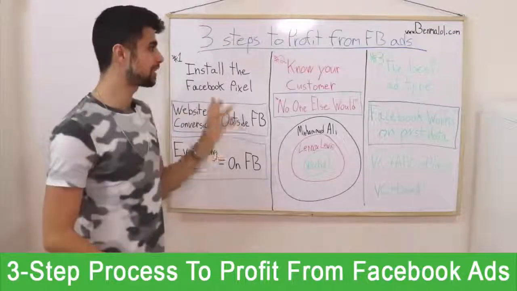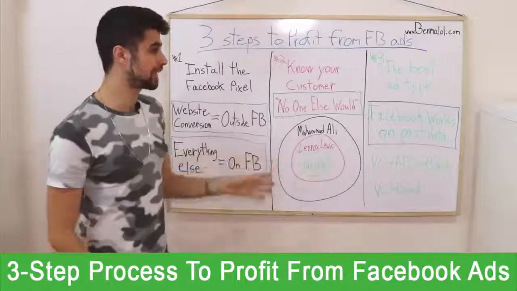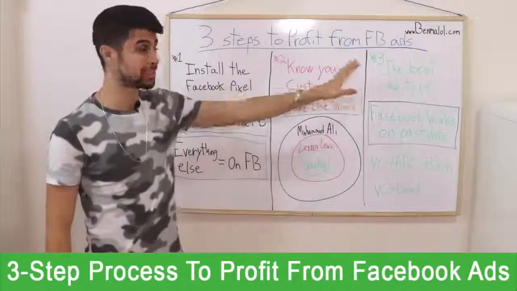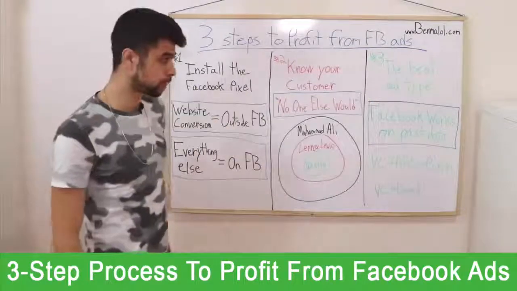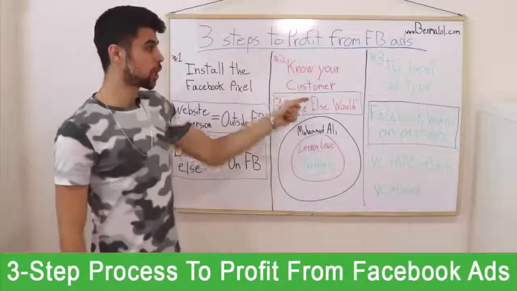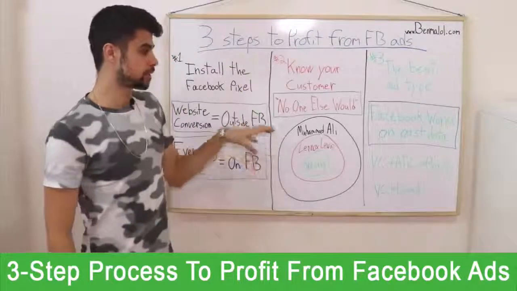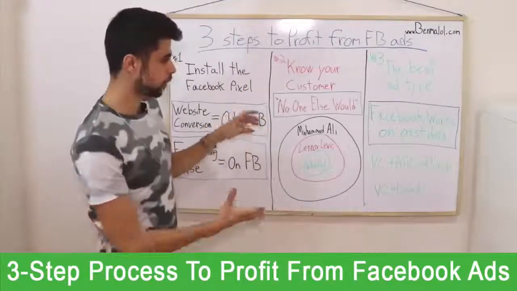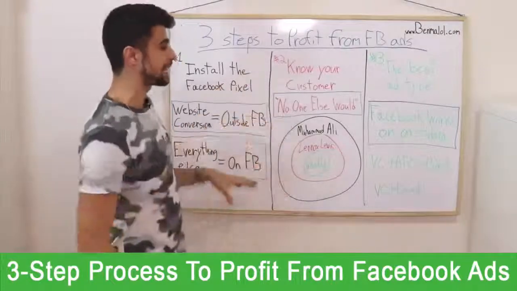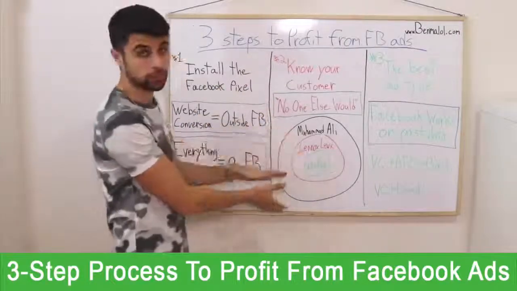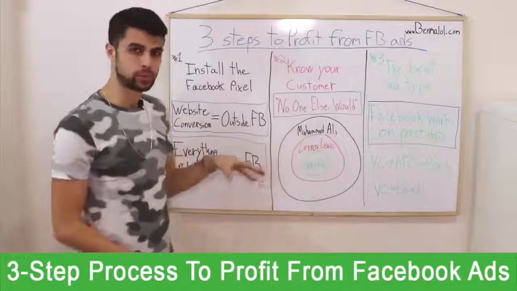Now, the second step is super important, and in a second we're going to get to the third step, which is the most important. The second step is knowing your customer. Now, there's a theory that I didn't build, but it's something a lot of people use, and that's the no one else would theory. Now, what is the no one else would theory?